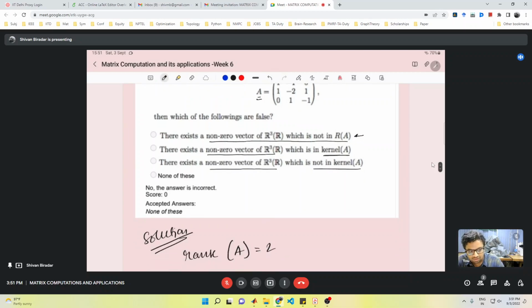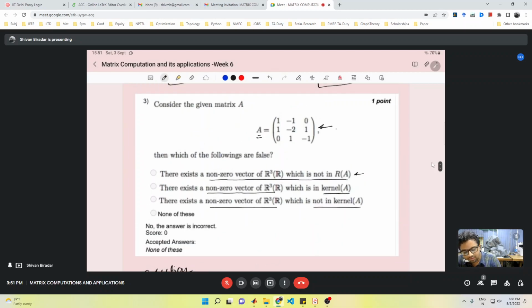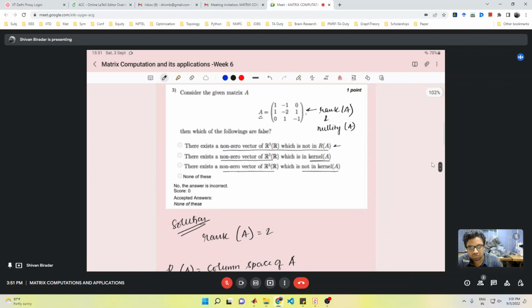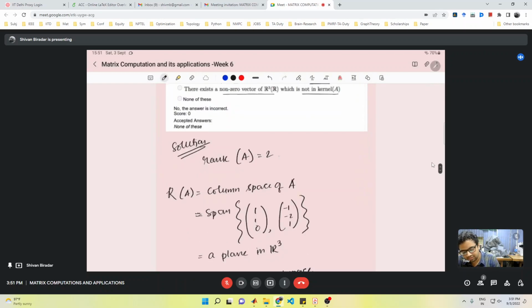This is actually an easy question which will basically depend upon the rank and nullity of A. So let us see how this problem can be solved. The first thing which should be done is to calculate the rank of this matrix A. So that's what we have done here. So the rank of matrix A is equal to 2.